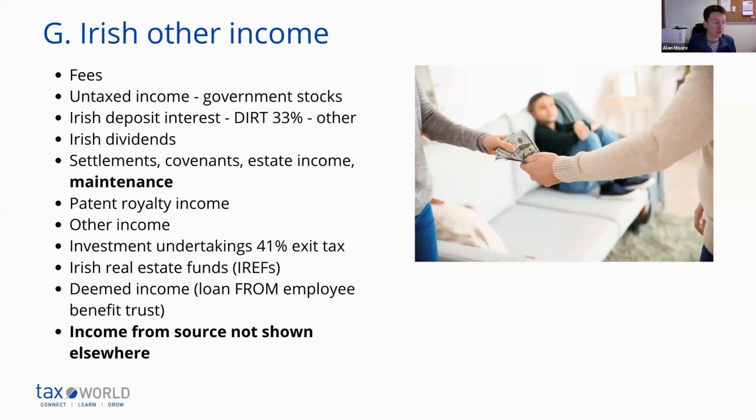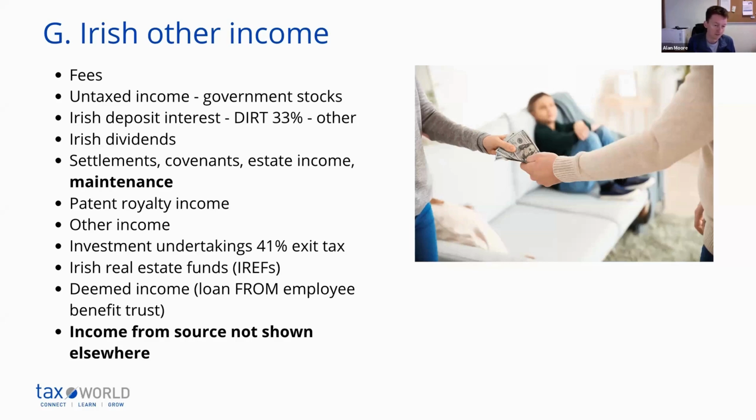So box 406 is where you'll put the maintenance payment received by the spouse that is getting money from the former spouse. Patent royalty income, that's straightforward enough. Other income, that's a gross amount of other incomes, typically annuities and what have you. Investment undertakings, the 41% exit tax. I think you just record it there, but the actual tax is paid at source by the life company. IREFs, they go in there.